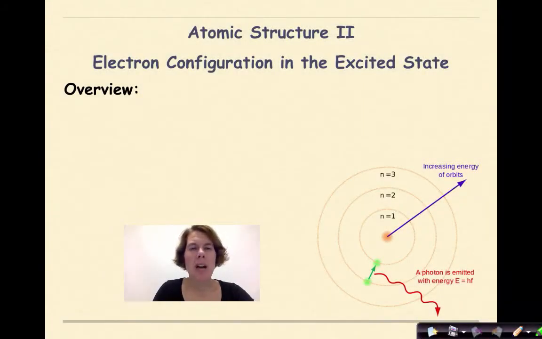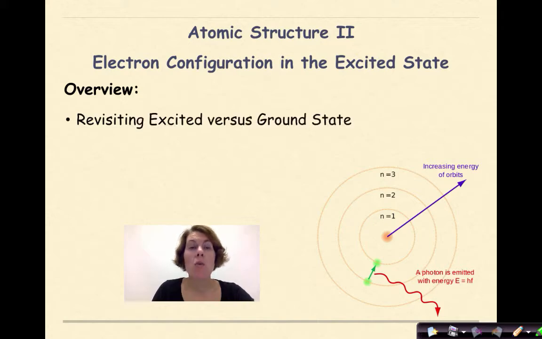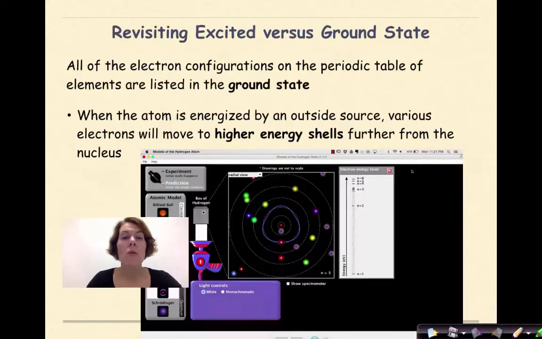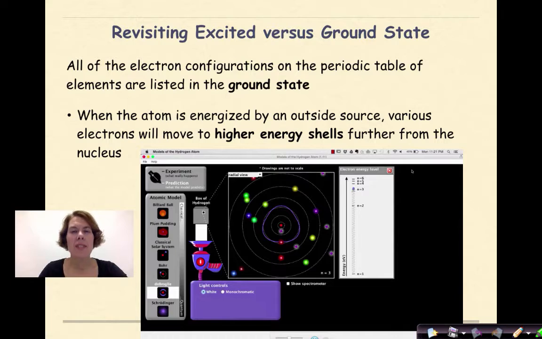Today we're going to be talking about electron configuration in the excited state. Specifically, we're going to be looking at revisiting excited versus ground state, relating excited state to Bohr models, and the modern model of the atom.